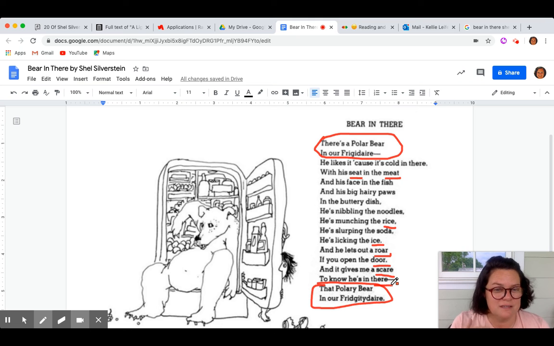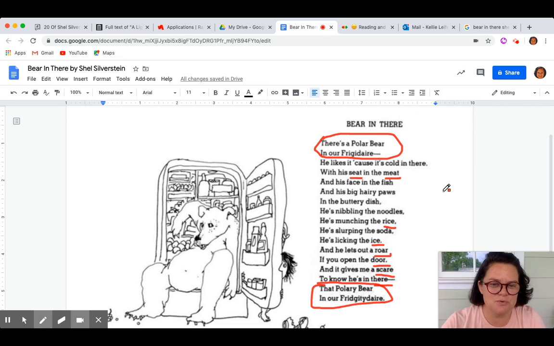So today, to recap, we read a poem, Bear in There, by Shel Silverstein, and we found examples of repetition. We saw some rhyming words. And then also, I think we can agree that this had a pretty good rhythm or beat.